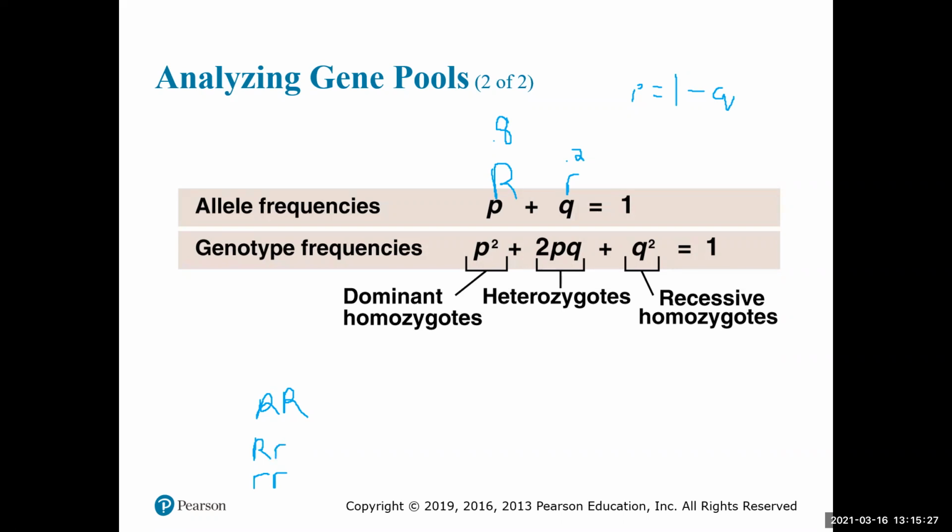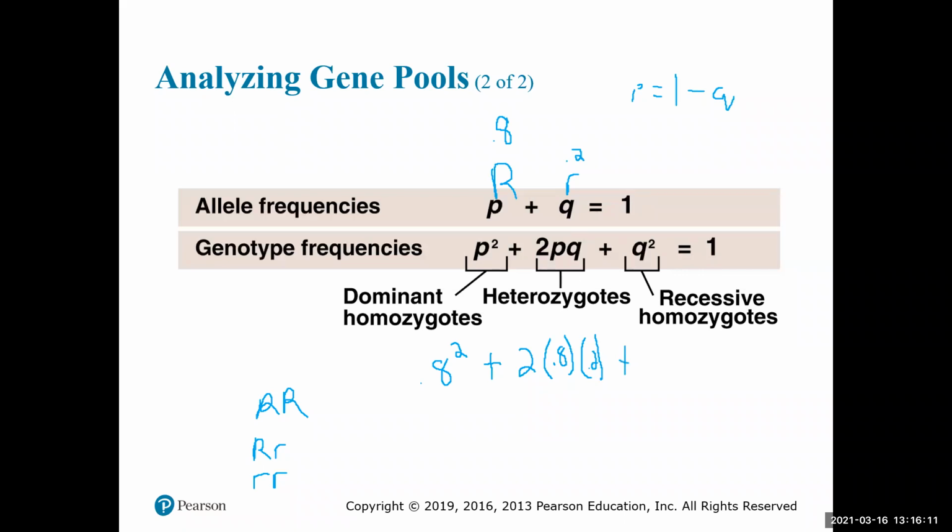We can determine the frequency of these genotypes in the population by using the Hardy-Weinberg formula. So the dominant genotype is the frequency of P squared. The frequency of P is 0.8, so you would just say 0.8 squared will give you your homozygous dominant genotype frequency. The frequency of the heterozygote is 2 times the frequency of P times the frequency of Q.